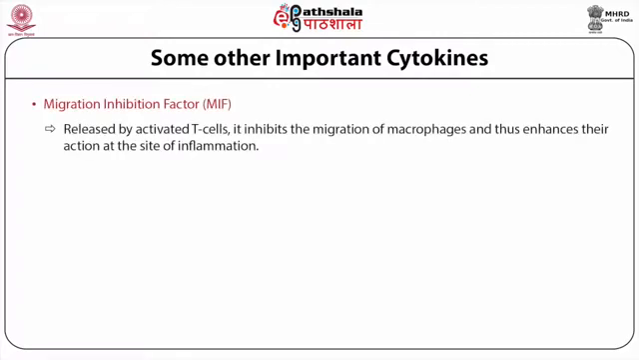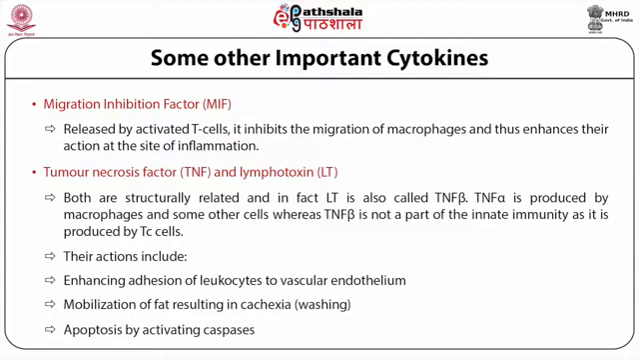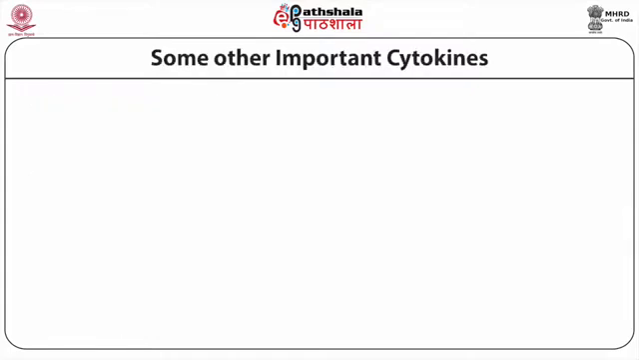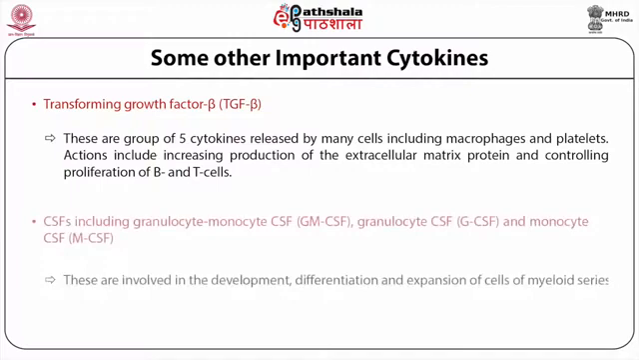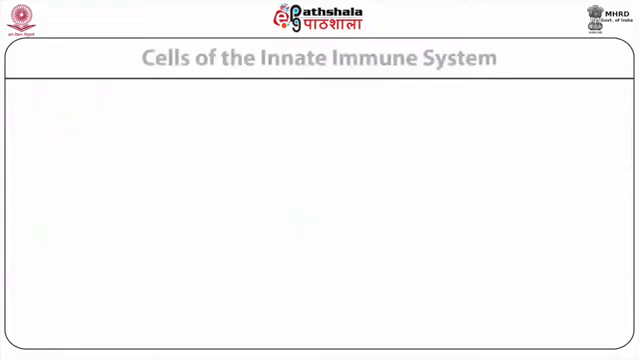Migration inhibition factor, tumor necrosis factor TNF and lymphotoxin, transforming growth factor beta, and finally CSFs, which include granulocyte CSF and monocyte CSF. Briefly, their functions etc. are indicated in this slide.